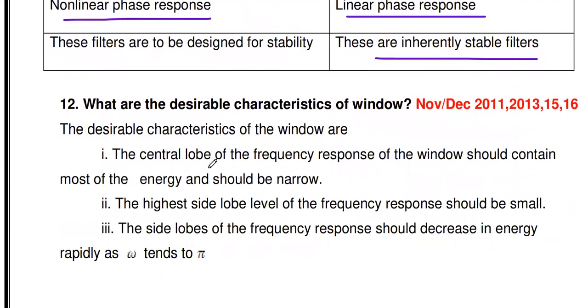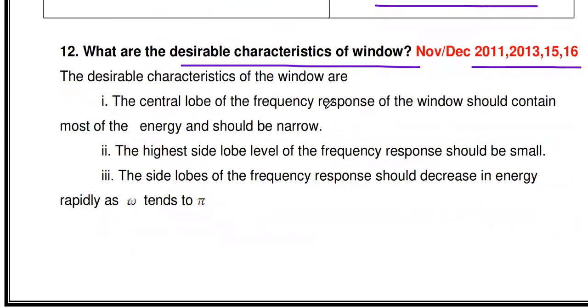Then the next question: what are the desirable characteristics of a window? It is a very important question, and it has come many times in many years. What are the desirable properties of a window? In the design of FIR filters, we use the windowing technique. There are different varieties of windows: rectangular window, Hanning window, Hamming window, Bartlett window, Kaiser window, Blackman window, and so on.